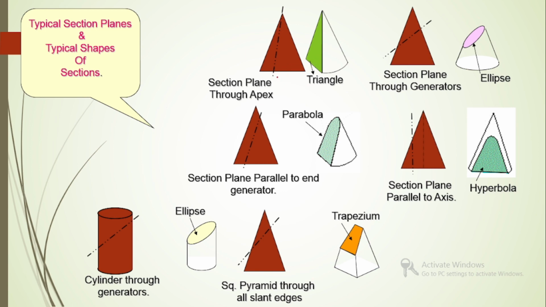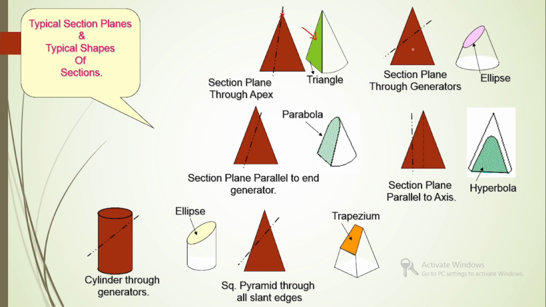Here, in the first case, we can see that the right circular cone is cut by a section plane which is passing through the apex. That section plane is passing through this particular apex. Then the sectioned surface will have a shape like this, which is an isosceles triangle.